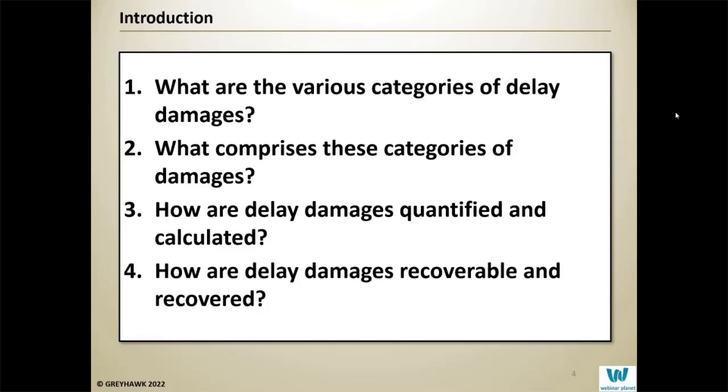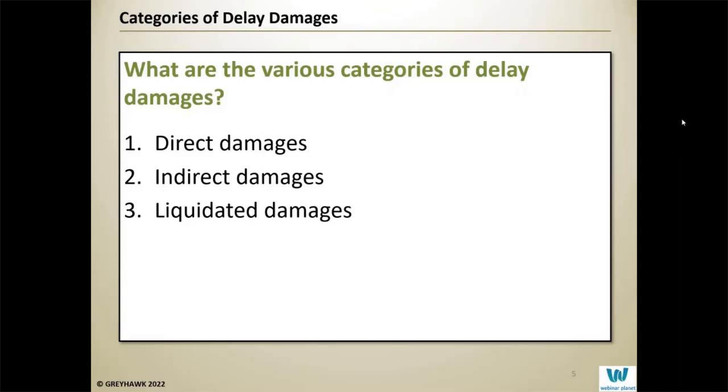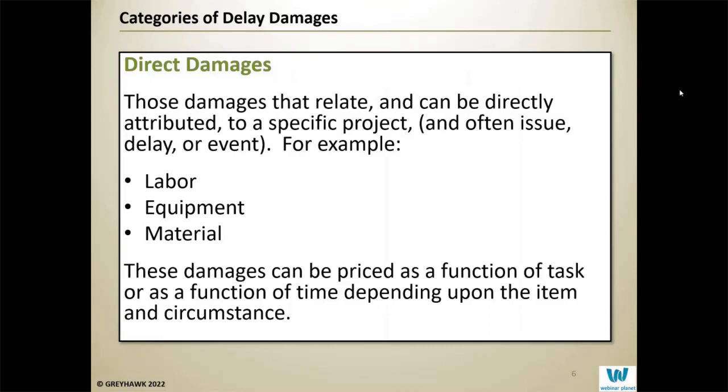So let's start by looking at the various categories of delay damages. They essentially can be put into three big buckets: direct damages, indirect damages, and the type of damages known as liquidated damages. When we talk about direct damages, we're talking about those damages that can be directly tied to a specific project, and, as I say here, often a specific delay or event. Those damages include costs associated with job site labor, job site equipment, and job site materials. These damages can be priced as a function of a task or as a function of time, depending upon the item or the circumstance.